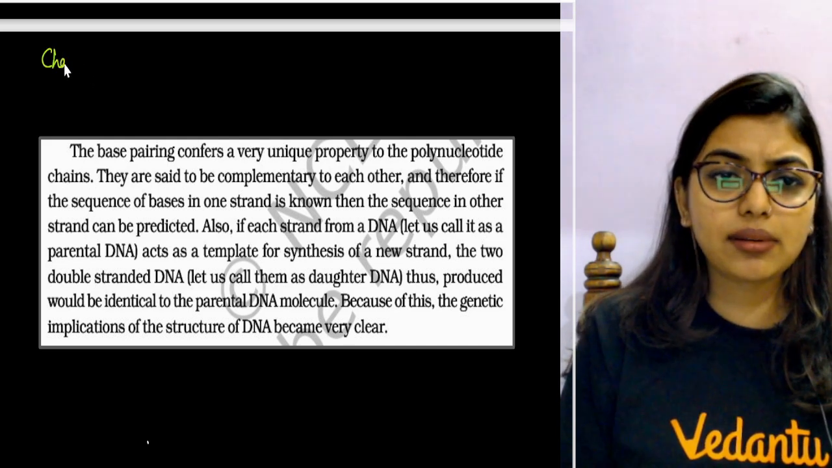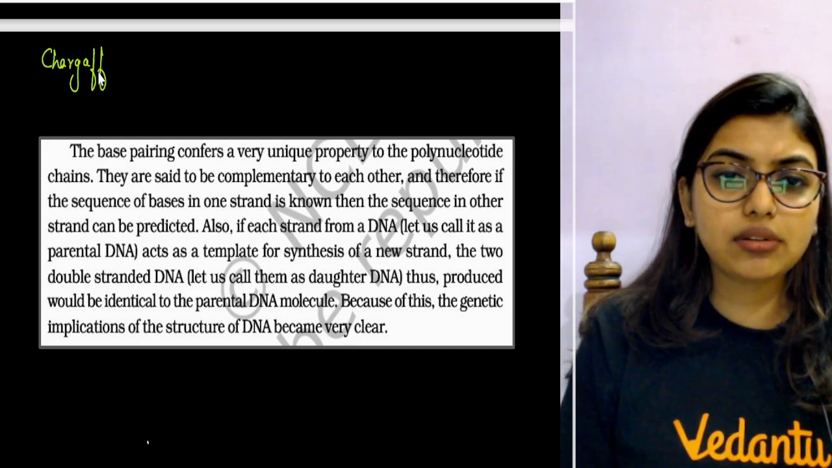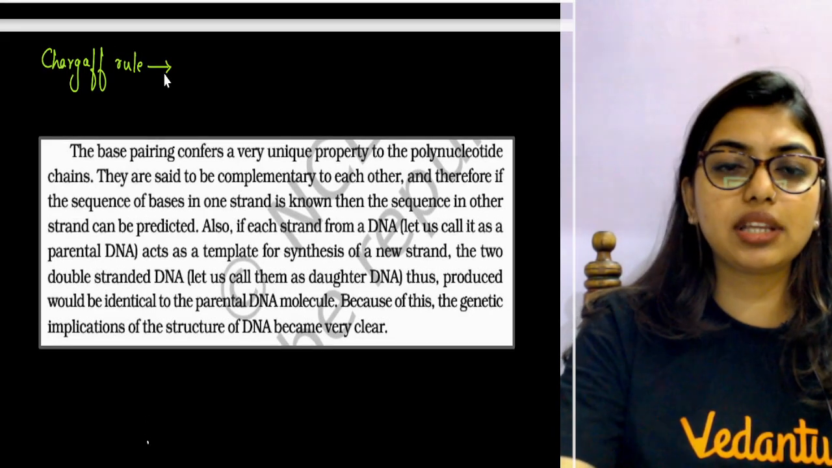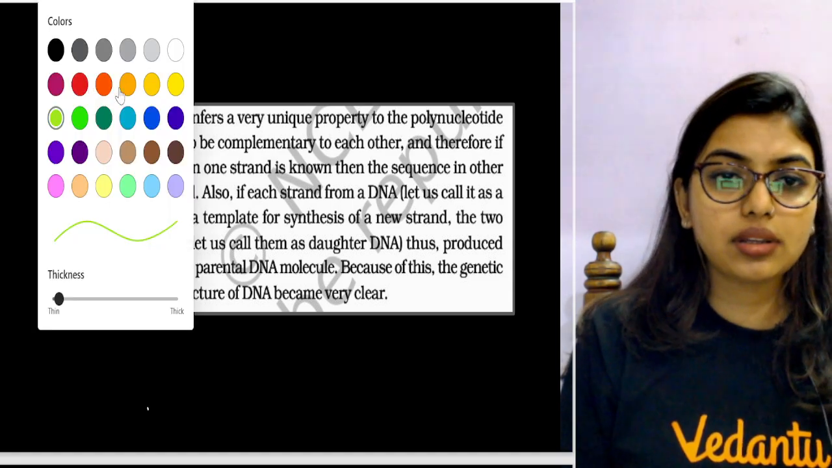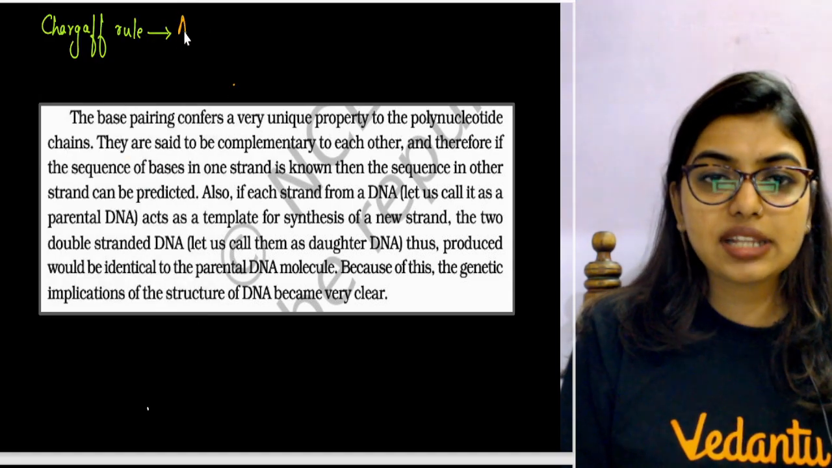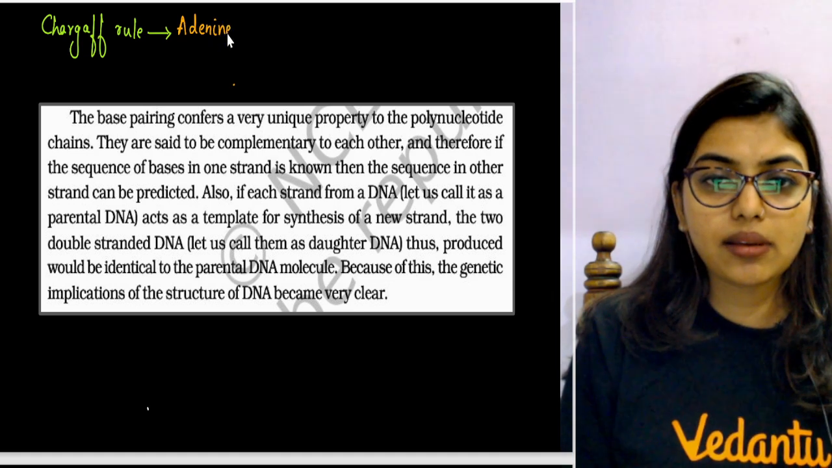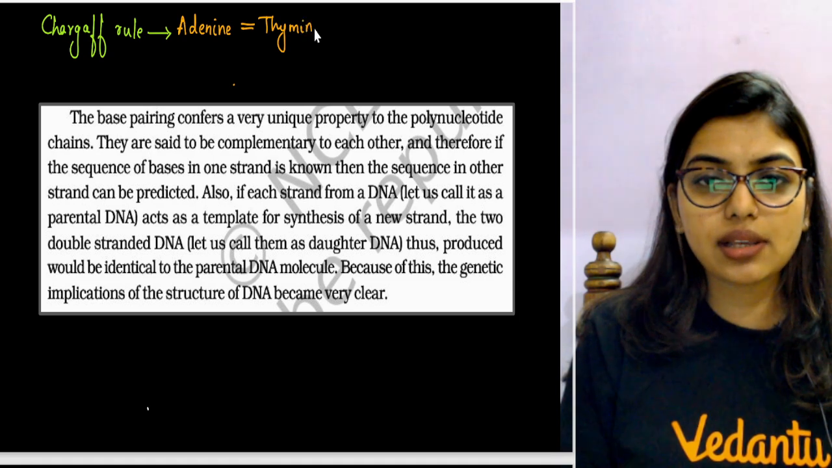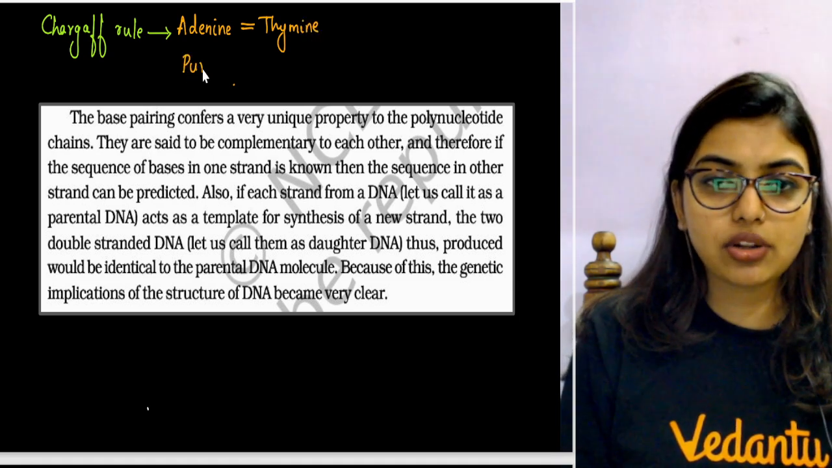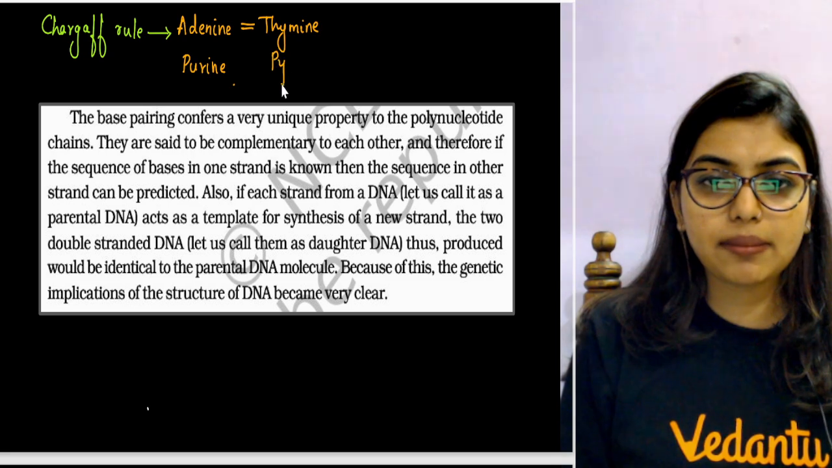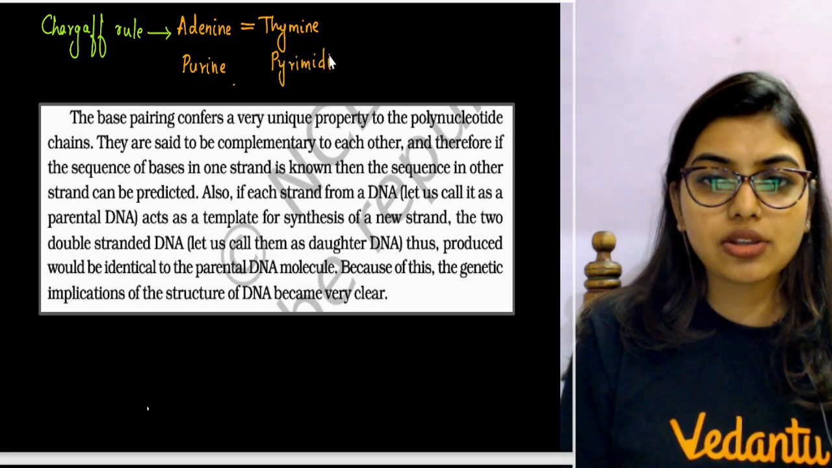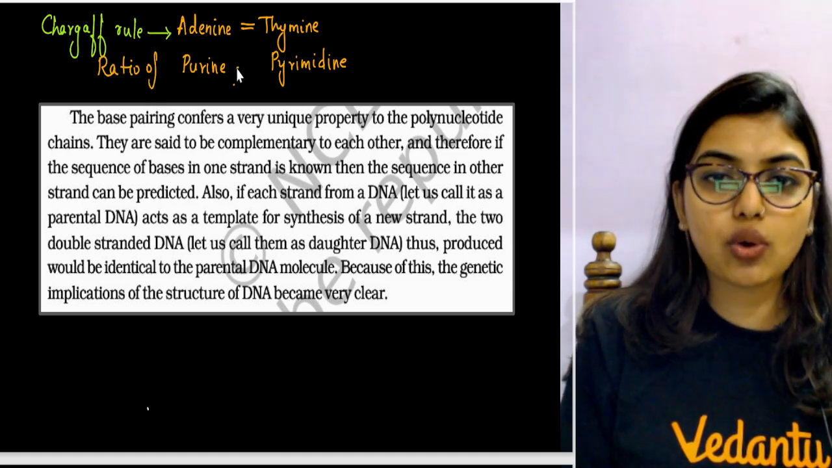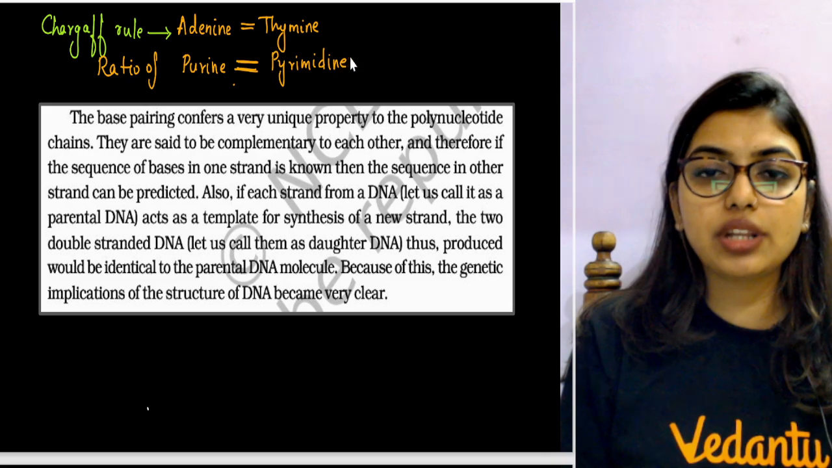It's very simple. Chargaff rule. Now, what is this Chargaff rule, students? The very simple thing about the Chargaff rule is that they told that if there is adenine, adenine will bind with thymine, and this you already told us. Very simple. Let's consider this is a purine. This is a pyrimidine. So the ratio of purine is always going to be equal to the ratio of pyrimidine.